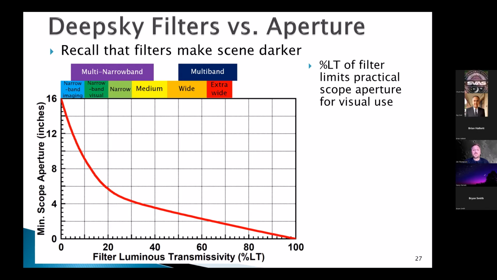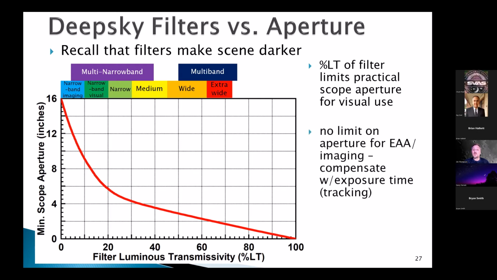For imaging, or EAA, there is no such limit on scope size because you can simply compensate with more exposure time. This does, however, mean that you will need progressively better mount tracking the narrower the filter is you want to use. There is one final thing to note in regards to aperture. The impact of a filter on broad spectrum objects is much worse than for narrowband objects.